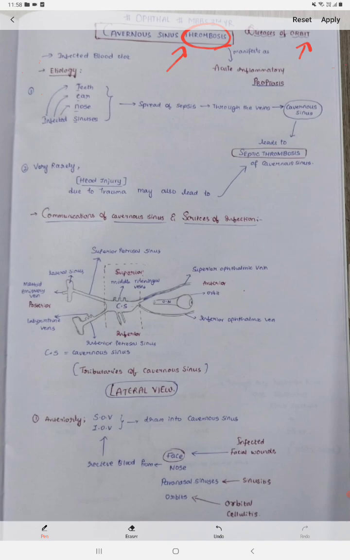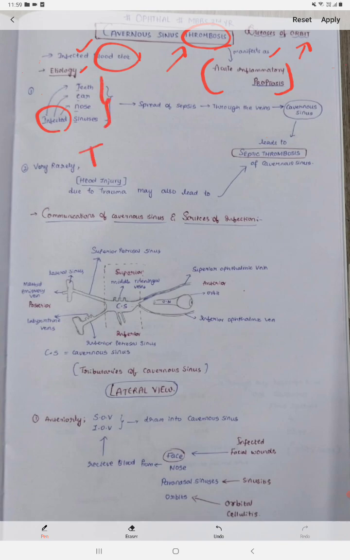So what exactly does thrombosis mean? It is a blood clot. Whatever the blood clots, it's called thrombosis. Cavernous sinus thrombosis is because of an infected blood clot, and it will manifest as acute inflammatory proptosis. Now what do you mean by the word proptosis? Proptosis is nothing but abnormal protrusion of the eyeball. Coming to the etiology part, we have the infection from these parts.